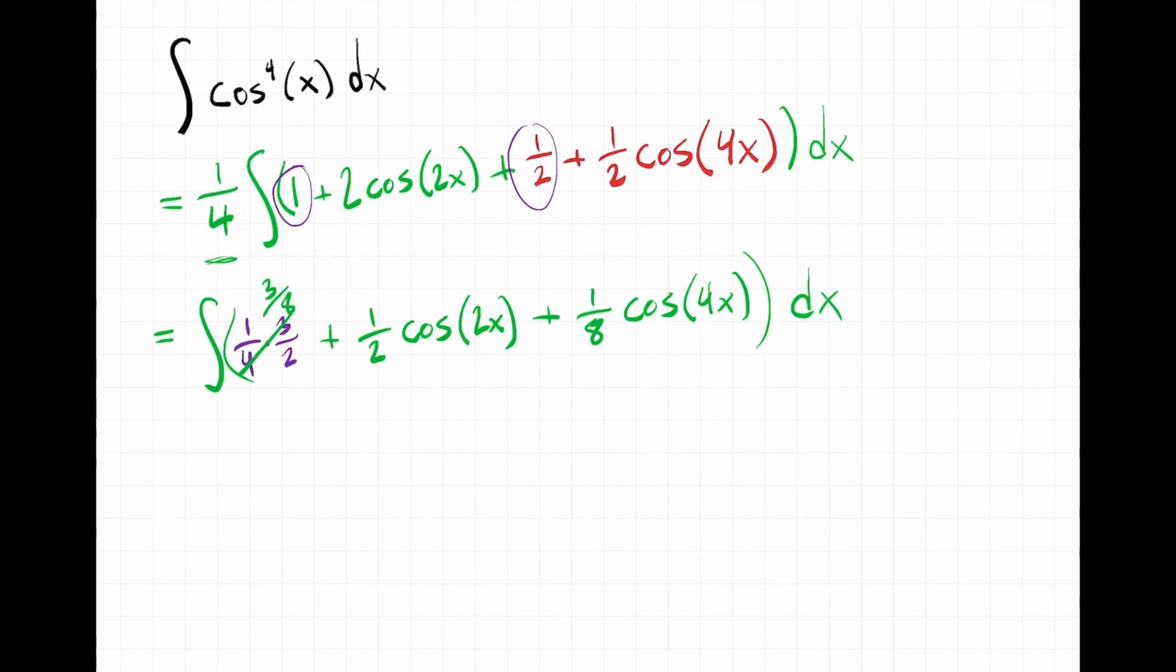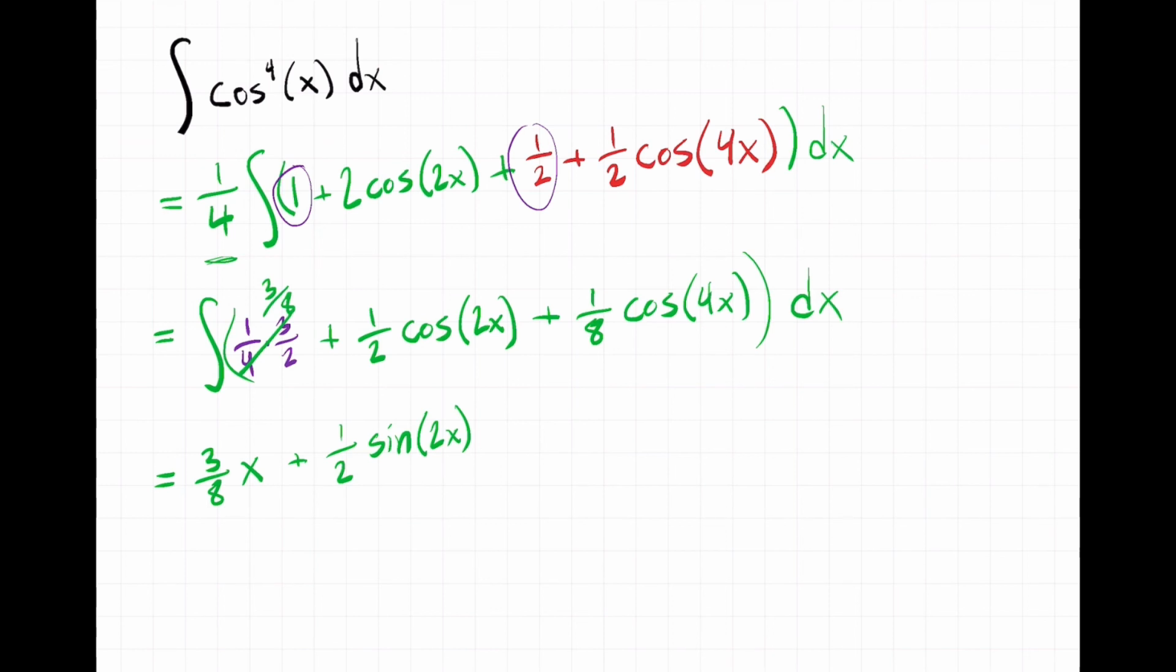Now we're ready to go. Now we just have a sum of 3 terms. Each of them has some kind of a coefficient, and they're all pretty easy to integrate. So let's actually do the integral now. Let's find the antiderivative. So 3/8 is a constant. The antiderivative of a constant is going to be 3/8 x, plus 1/2 cosine of 2x. Well, if we take the antiderivative, it's going to be sine of 2x.